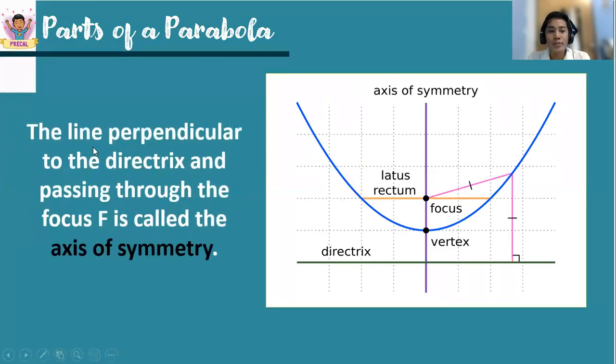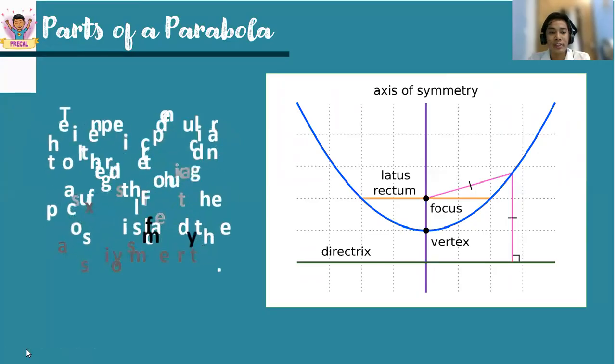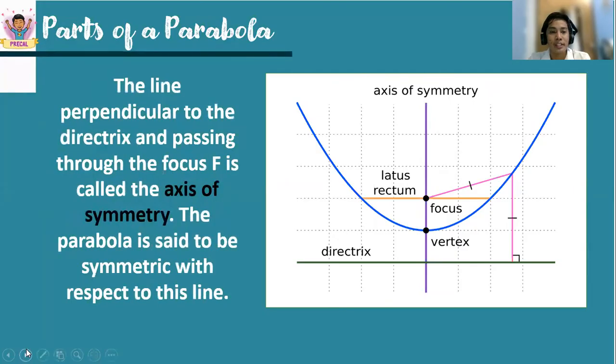Now, we also have a line segment, which is perpendicular to the directrix. And what is that line segment? Look at this violet line. The violet line is called the axis of symmetry. So why is it called the axis of symmetry? The parabola is said to be symmetric with respect to that line.